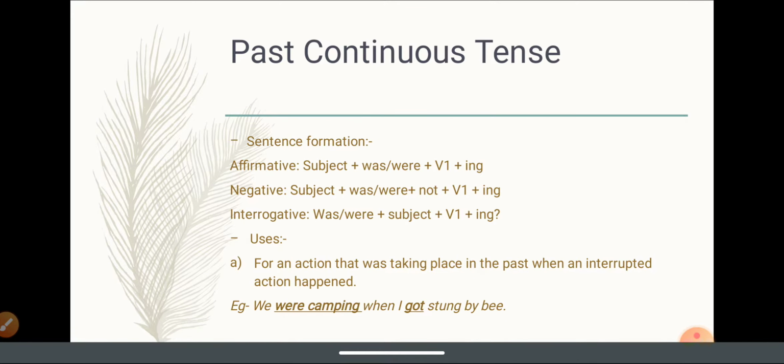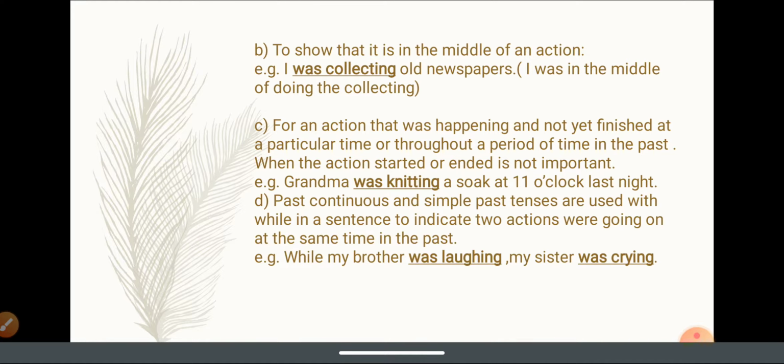Next is to show that it is in the middle of an action. It is in the middle of an action means, I was collecting old newspapers. So he was busy doing the collection. He was in the middle of collecting newspapers.